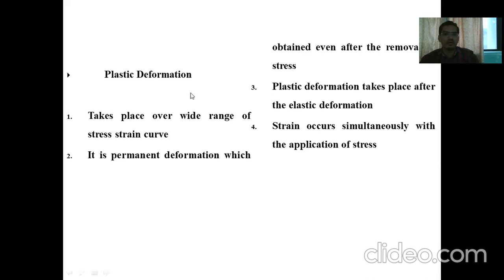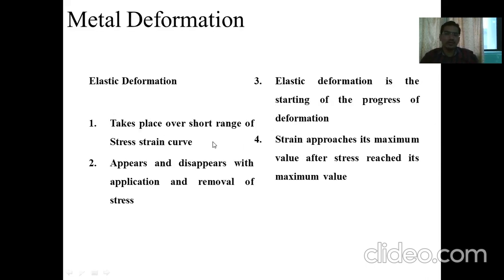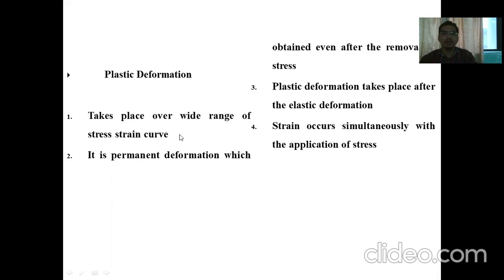Next, we have what is meant by plastic deformation. So the first point is it takes place over a wide range of the stress strain curve. So you can observe the region on the curve is more for plastic deformation as compared with the elastic deformation.